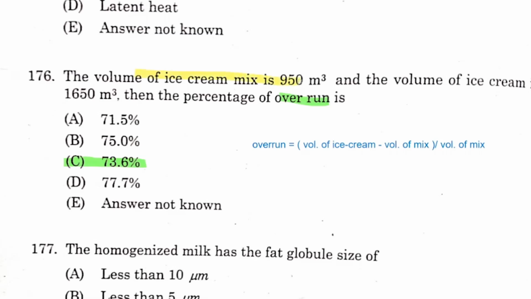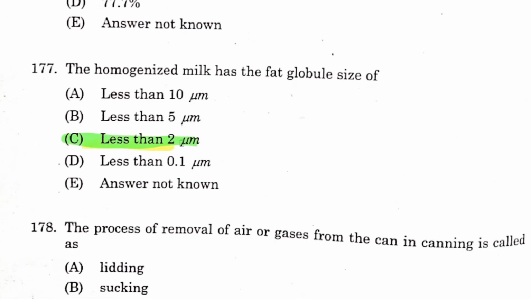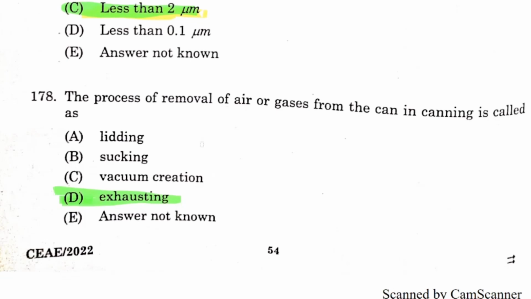The volume of ice cream mix is 950 meter cube and the volume of ice cream is 1650 meter cube. Then the percentage of overrun, so by using this formula we can calculate its percentage, and that is 73.6%. Next, the homogenized milk has the fat globule size of less than 2 micrometer. Next question is the process of removal of air and or gases from the can in canning is called as exhausting.